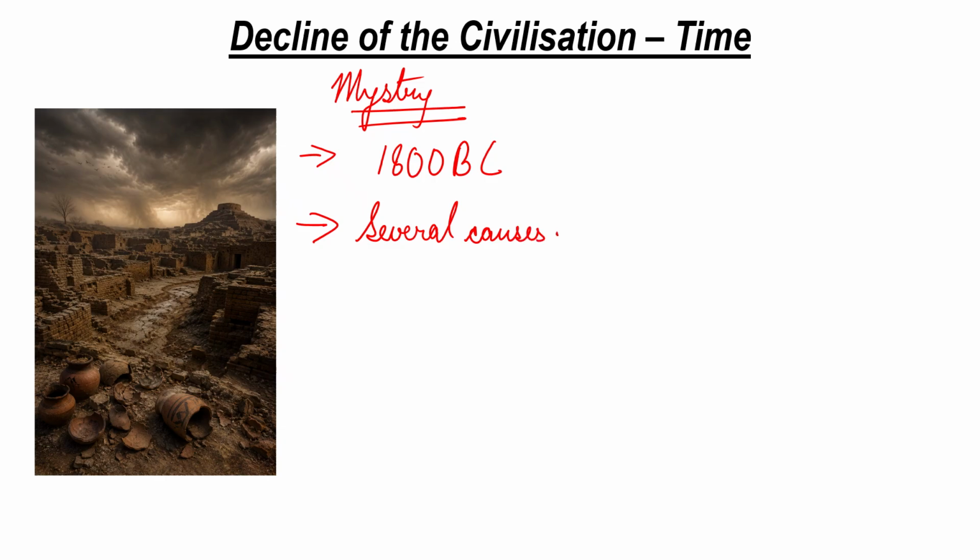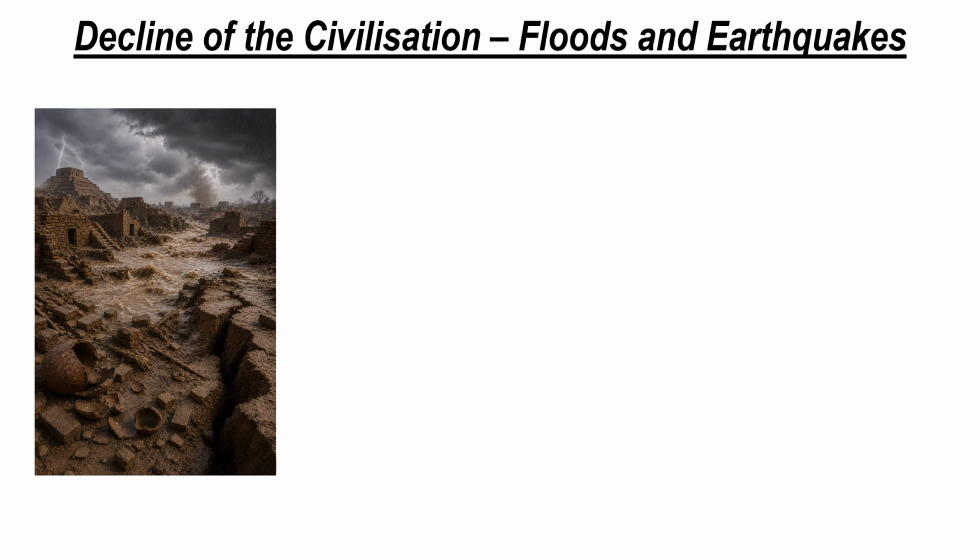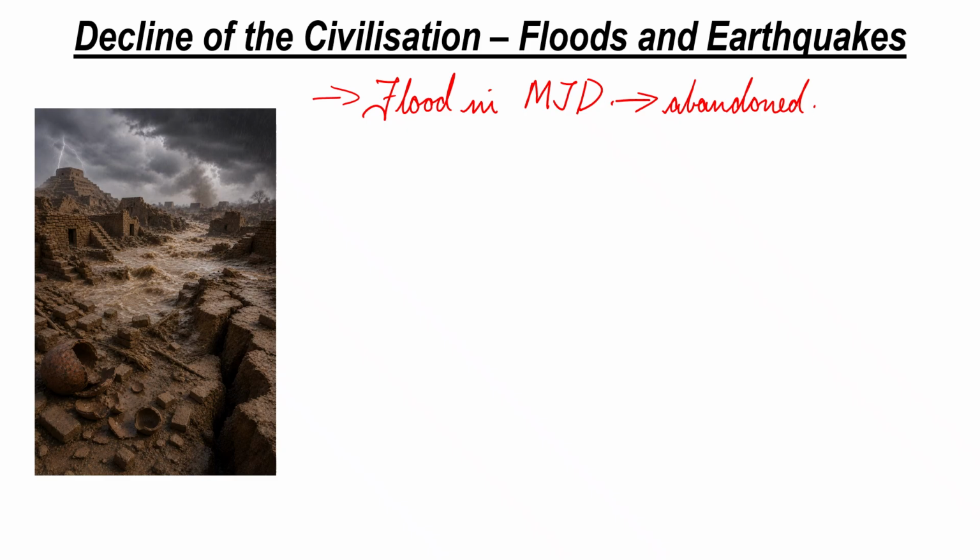We will try as much as possible. Floods and earthquakes were seen as one of the main causes. People believe that a flood in Mohenjo-daro was there, and that is why it was abandoned. So the flood in Mohenjo-daro led to its abandonment.